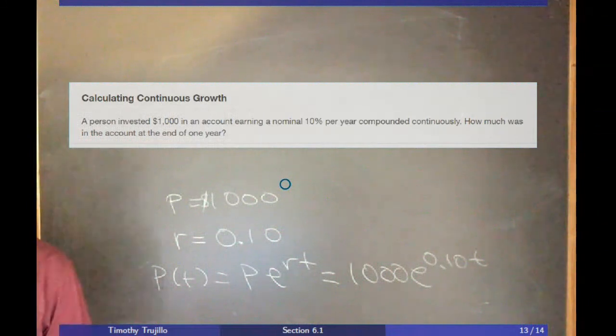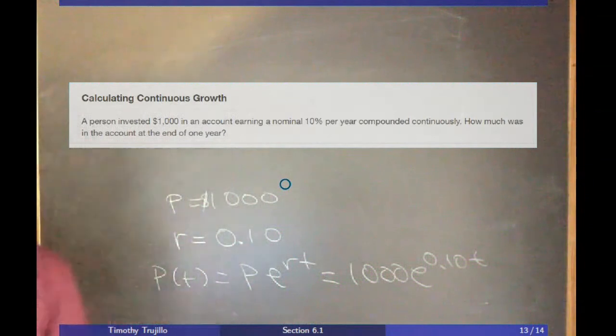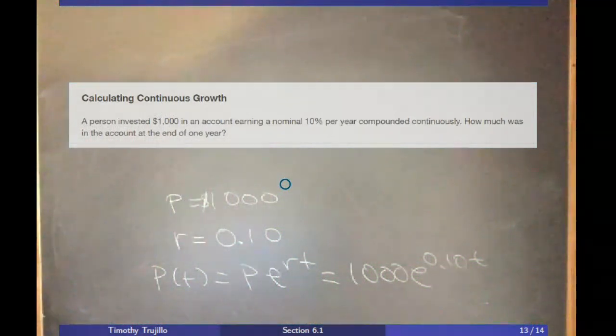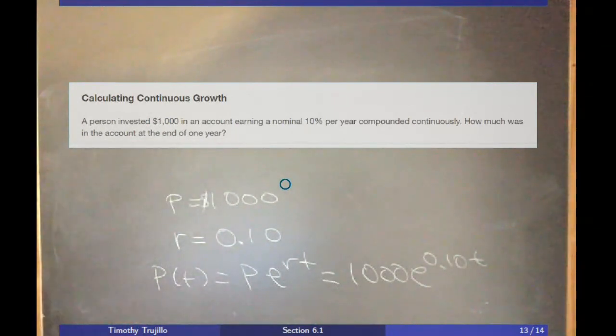And so that's what that first sentence is telling us, that our investment has this formula if we would like to determine how much it's worth after a given amount of time. And then it's asking us to plug in a particular value of t here at the end. If we want to know how much the investment is worth after 1 year, what should we let t be equal to?